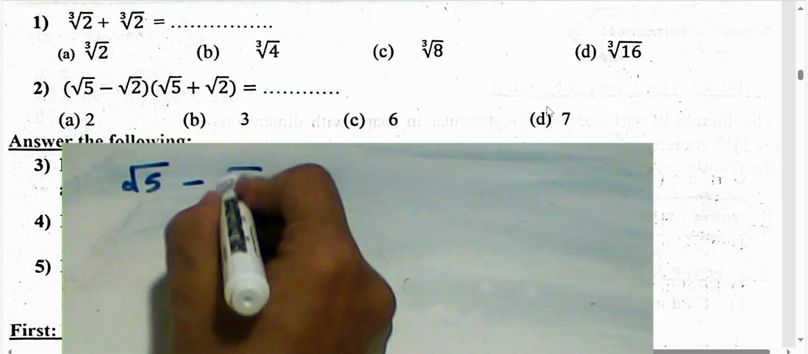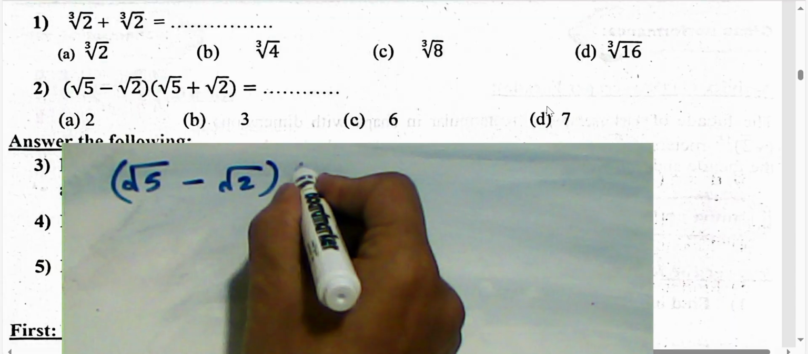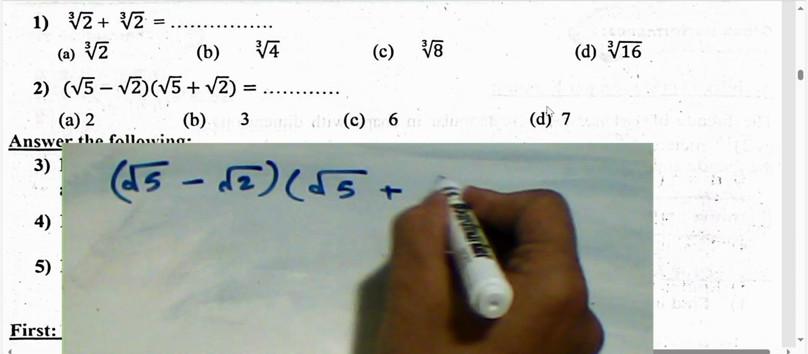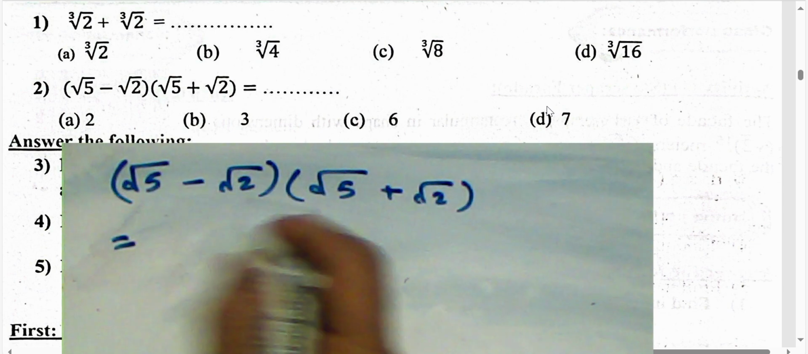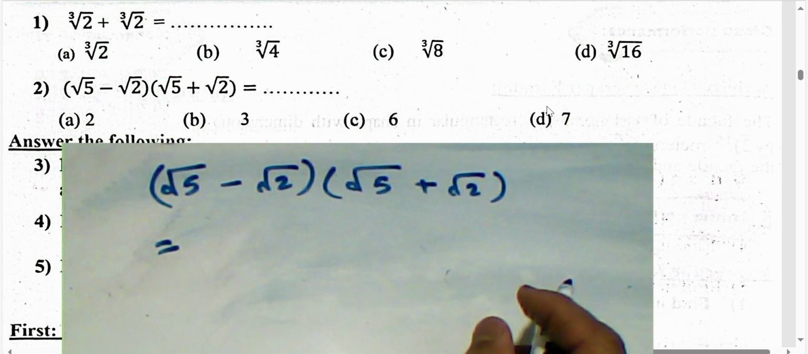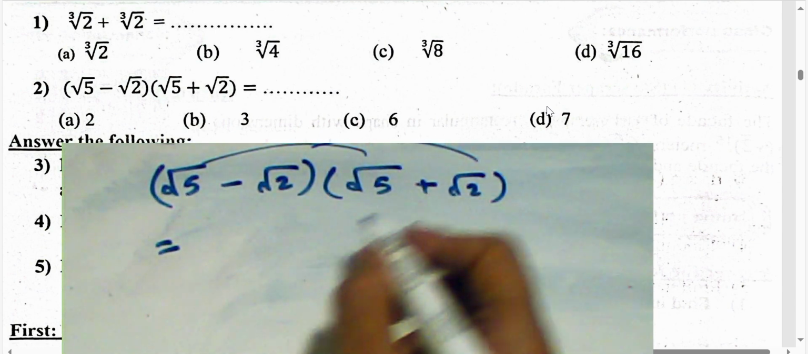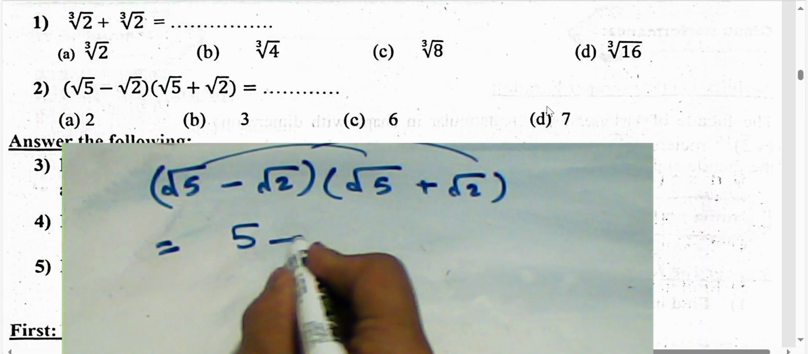Next question. We have square root of 5 subtract square root of 2, multiplied by square root of 5 plus square root of 2. We can find the result by multiplying conjugate numbers, first by first and second by second. Root 5 times root 5 will be 5. Root 2 times root 2 equals 2. So 5 minus 2 equals 3. Then the answer here will be 3.